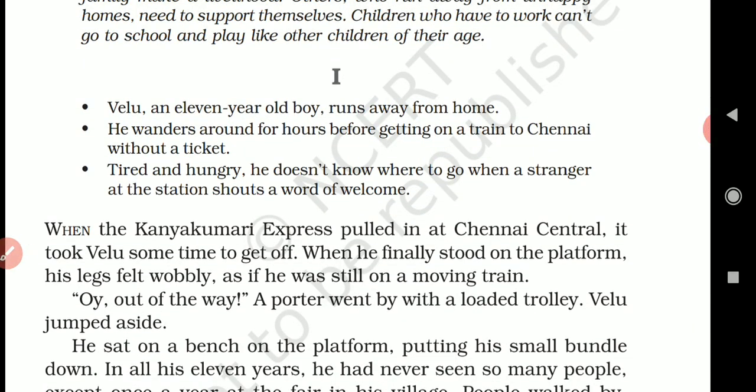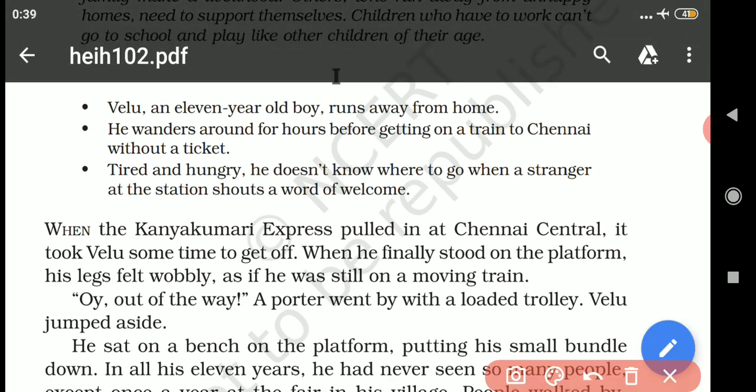Let us see who the main character is here. The main character, the central character that you find here is Valu. Who is Valu? Valu is an 11-year-old boy who runs away from home. Why did he run away? Maybe due to an unhappy home.